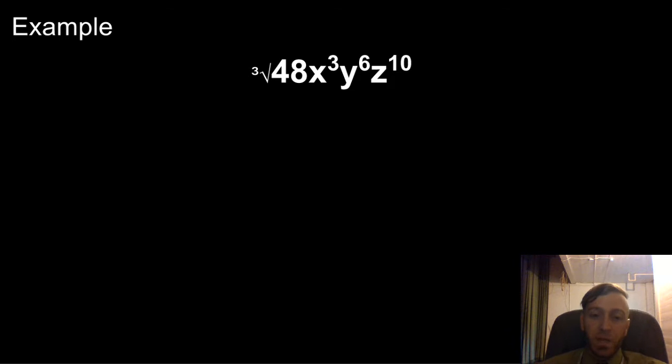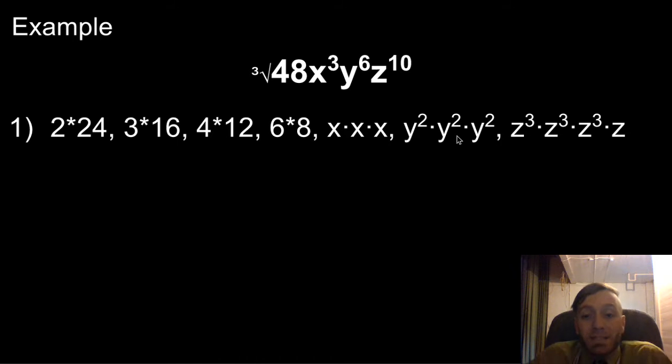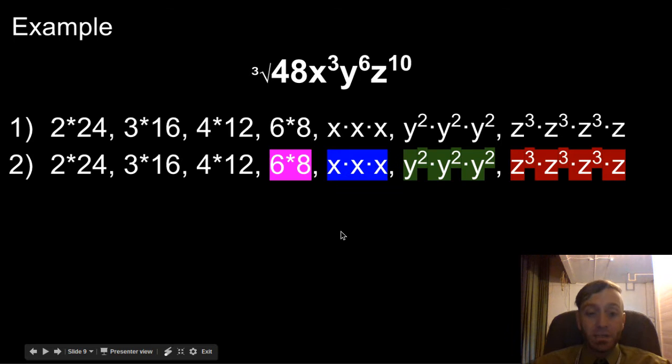Step one, split it up into factors. So we've got our factors of 48, our factors of x cubed, or x times x times x. Our factors for y to the 6th are y squared times y squared times y squared. And our factors for z to the 10th are z cubed times z cubed times z cubed times z. All right, so find our perfect cubes.